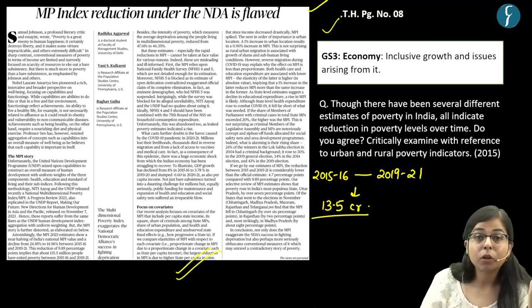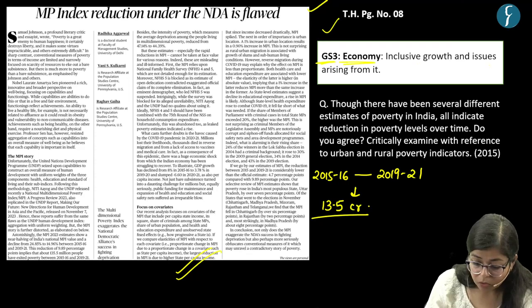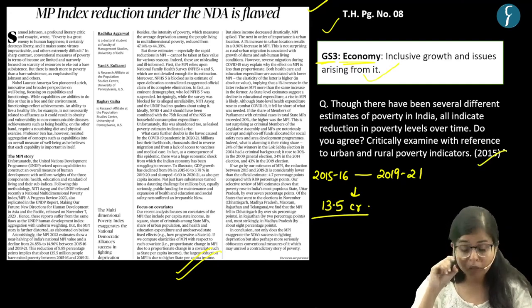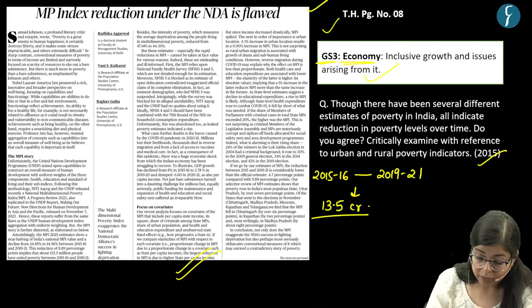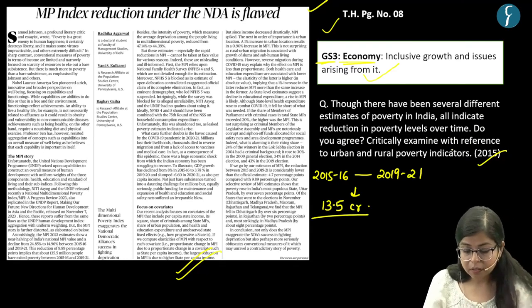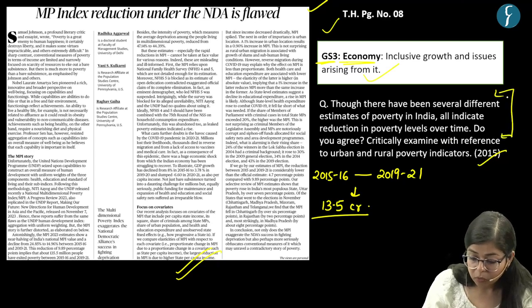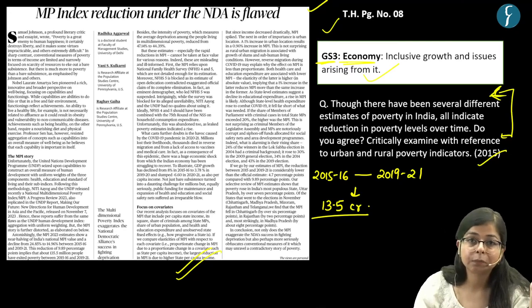Now, why is this topic important for us? This is because this topic is important for our GS paper 3 economy under the syllabus head inclusive growth and issues arising out of it, right? So based on this theme, in the year 2015, we found a question which was regarding, though there have been several different estimates of poverty in India, all indicate reduction in poverty levels over time. Do you agree? Critically examine with reference to urban and rural poverty indication, right? So this is an important theme for UPSC. Now let's proceed. Let's see this article.